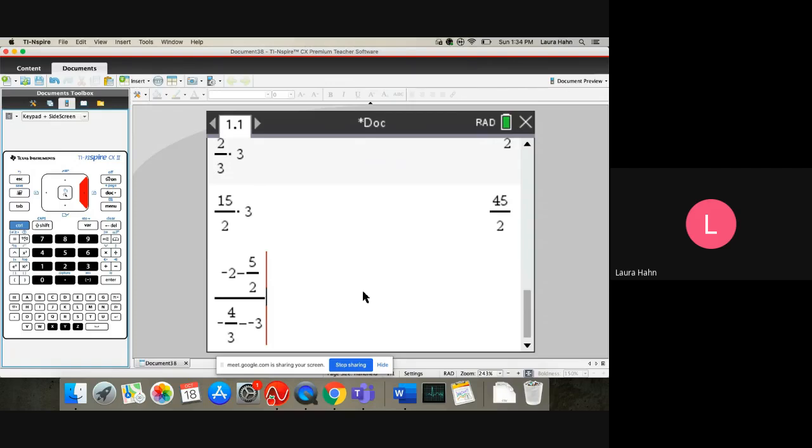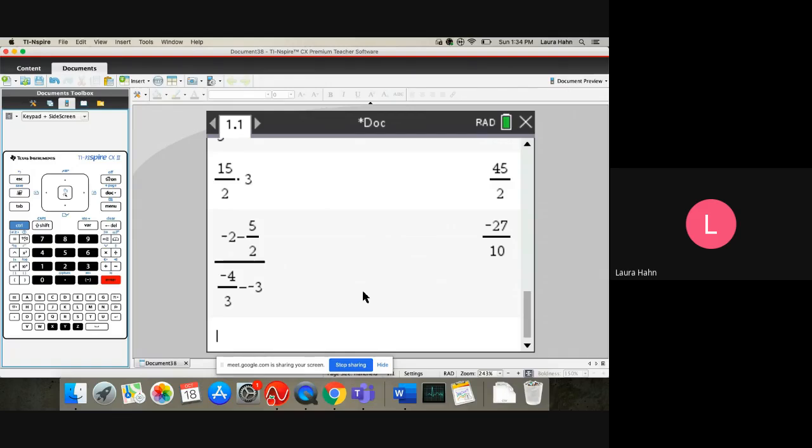Okay, now this should look exactly the same as what we wrote down. I know it was big and ugly. Click Enter. It takes care of it for us. We get -27 over 10. Or if you want to change that to a decimal, you can.